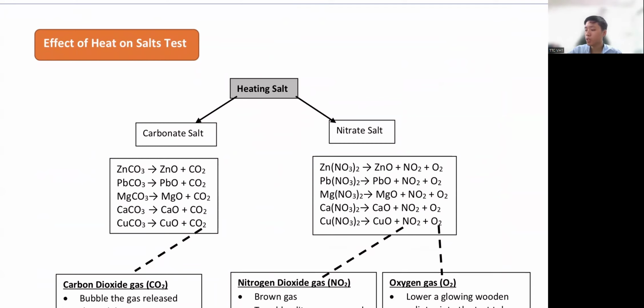Number one, heating: you heat carbonate. Number two, you heat nitrate. That's all for heating, only two ions. But you remember, heating carbonate, heating nitrate. Also, you need to know what they give out, what the products are.